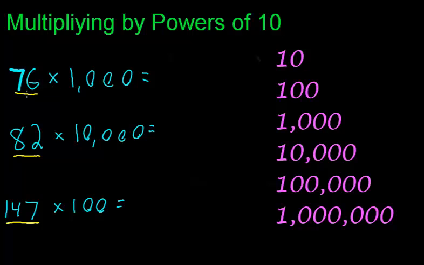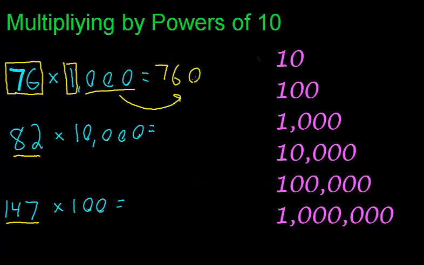76 times 1,000. I'm going to do the same thing here, is that I'm just going to ignore the zeros. I'm going to go 76 times 1. 76 times 1 is 76. And I'll do the exact same thing and put my 3 zeros at the end. 76, 1, 2, 3 zeros. Put my comma over my 3 places. 76,000. So you can see you're solving that almost the exact same way. So let's try the next one.